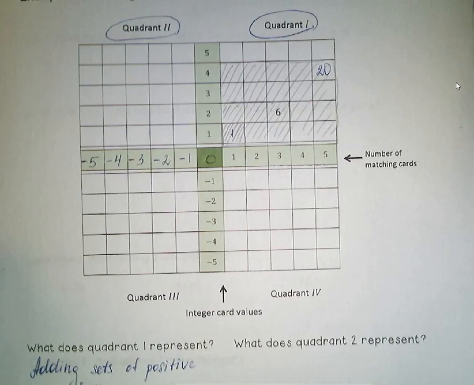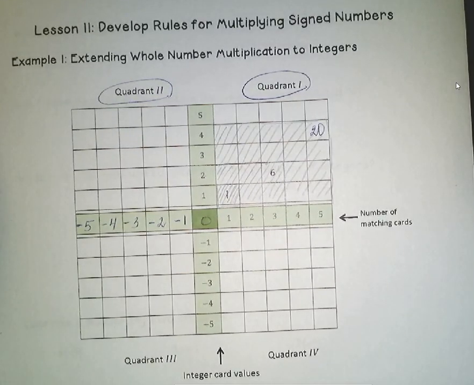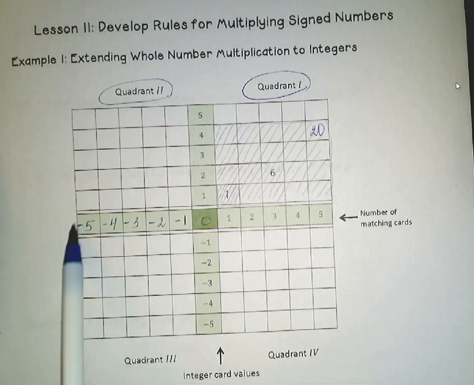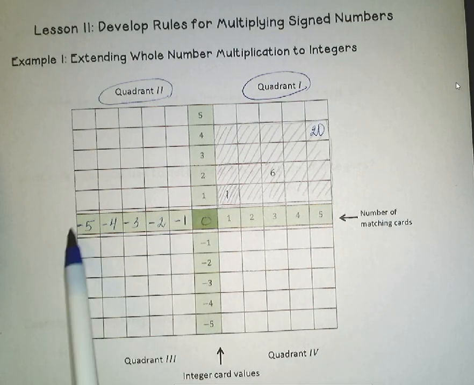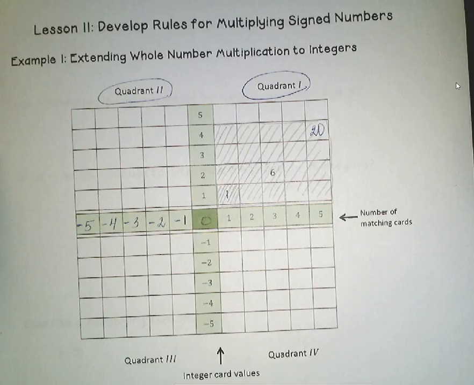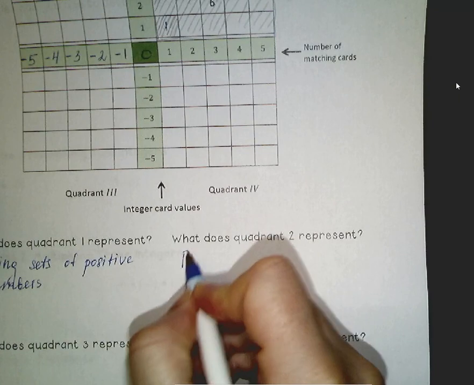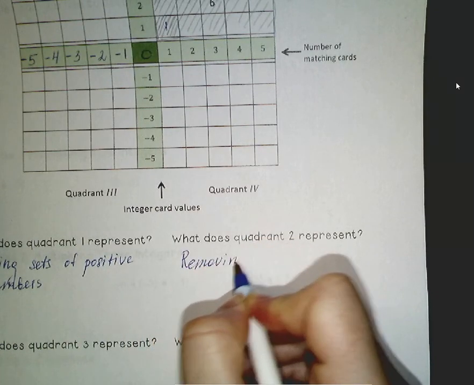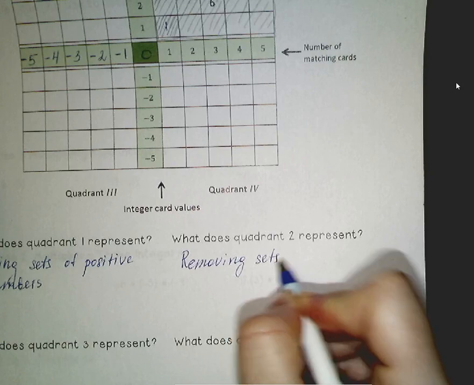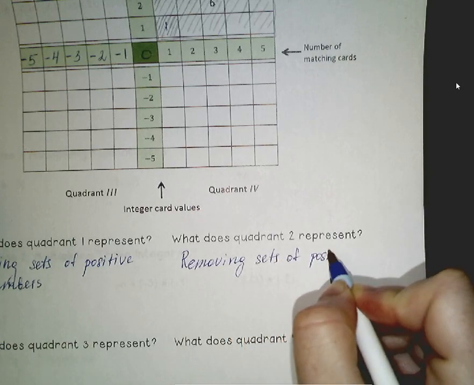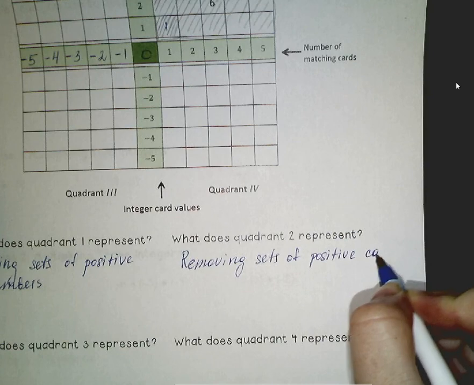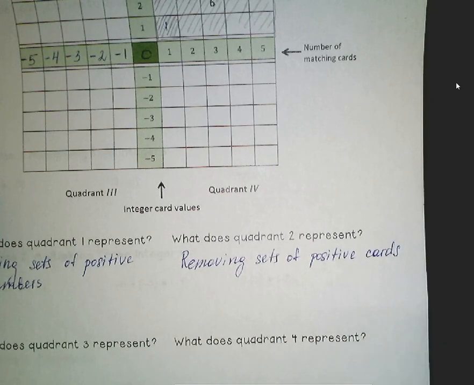Now let's look at quadrant 2. Quadrant 2. It's right here. Okay. Quadrant 2. Since we were adding sets here, and I mentioned earlier, this will be removing, right? We are going to remove sets of positive cards. So that will represent removing sets of positive cards.